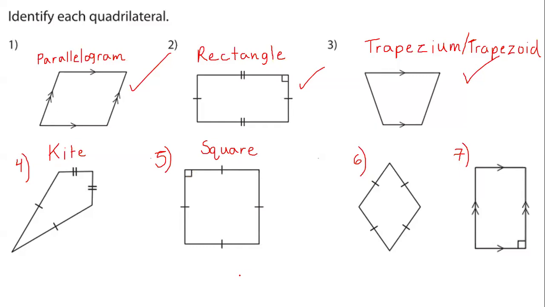Number 6. I have kite. Rectangle. Diamond. Rhombus. I put parallelogram. That was a tricky one too. I can't believe y'all.